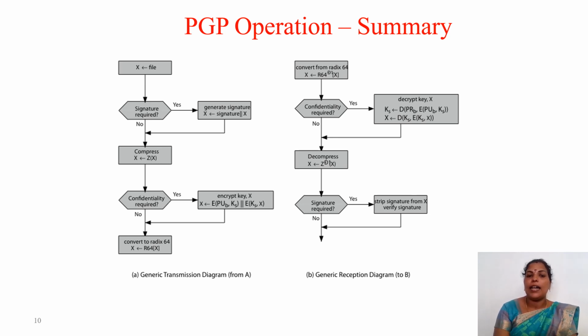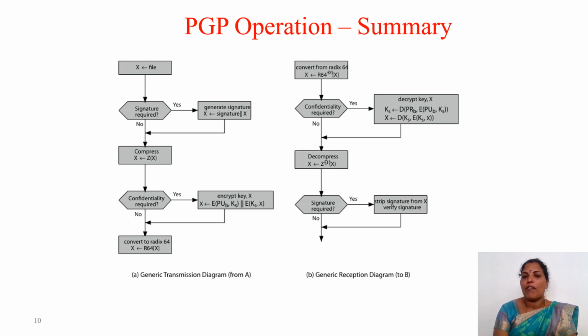Then on the receiver side, the receiver receives this radix 64 message, equal to R64 of X. So convert from radix 64, so X equals R64 inverse of X. The reverse operation is performed here. The receiver always has to perform the reverse operation.